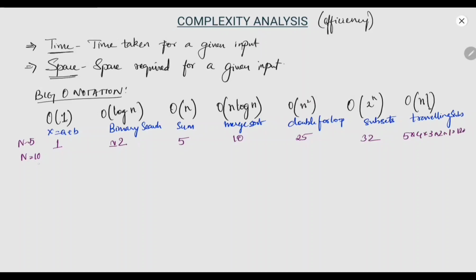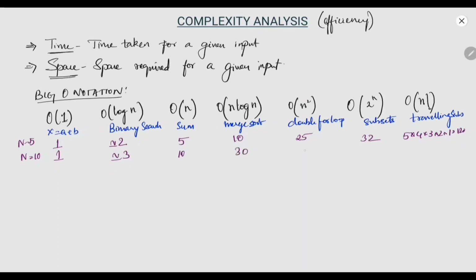And in case of 10, say n has increased only by 5 units, then the number of operations required will stay the same in case of O of 1 because it doesn't depend on n. And in case of log n, it will increase only slightly, that is 3 because 2 to the power 3 is 8. So let's approximate it to 3. And O of n in this case would be 10. And n log n would be 30.